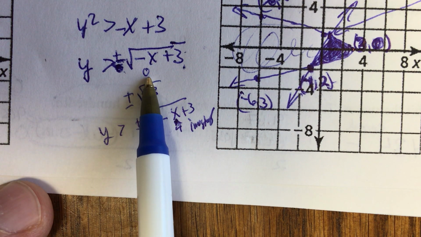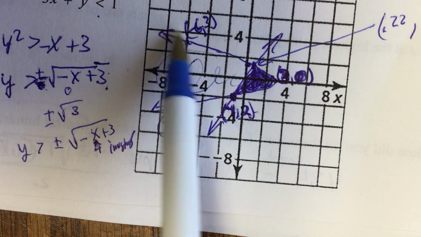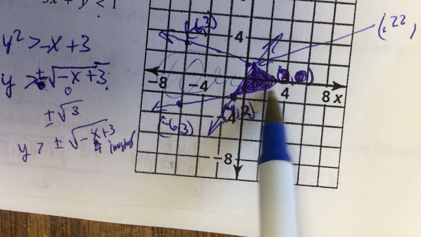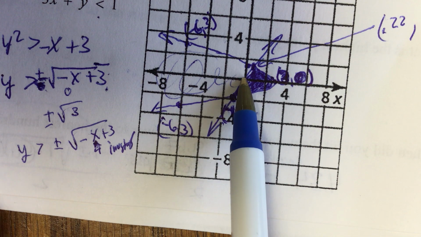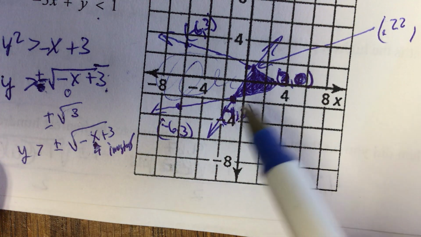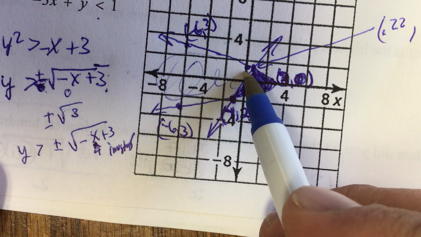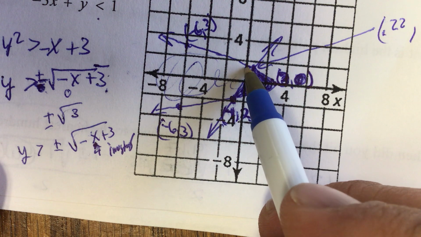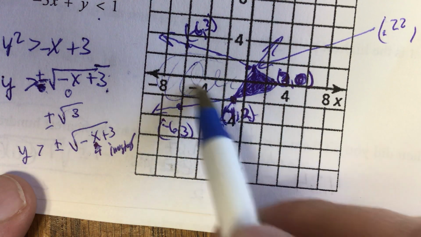Well, if I plug in 0, which obviously is wherever these two curves meet, it's going to give me the square root of 3. So 0, square root of 3. Well, the square root of 3 is obviously less than 2. It's going to be in this shaded area, this area underneath here.